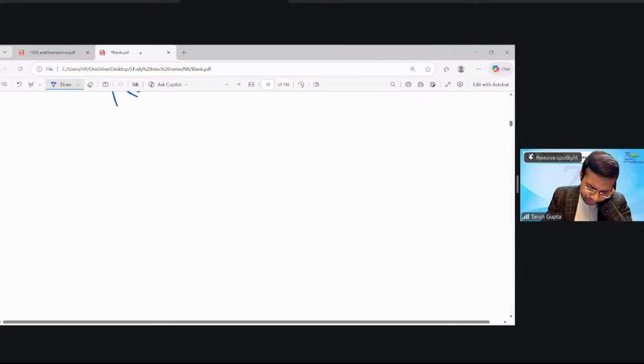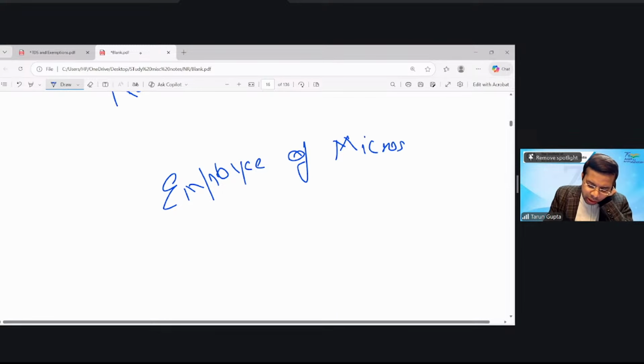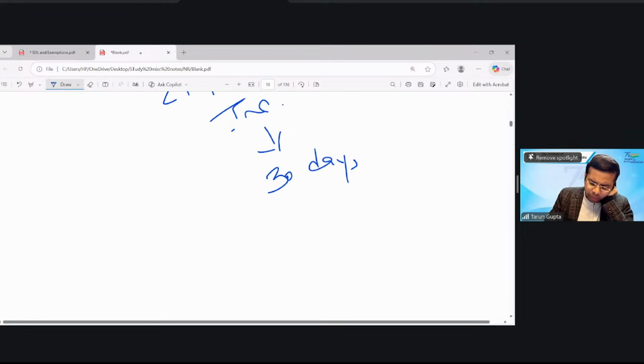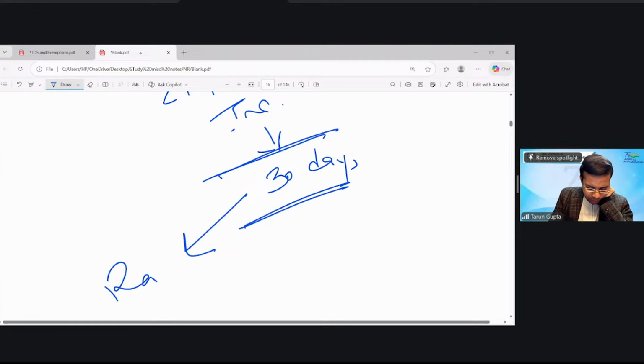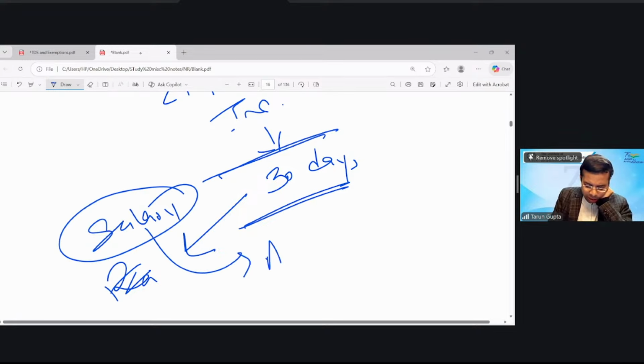It might happen that the employee of Microsoft Inc. happens to be in India for a month or 30 days. So he provides services while he was in India for 30 days and receives salary income. This salary income is accruing or arising in India and is therefore taxable in India, because the services in respect of this salary were rendered in India.